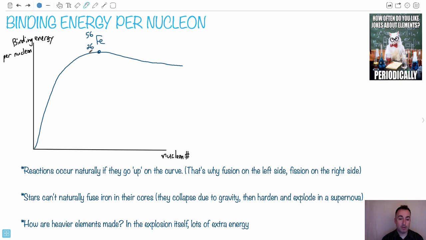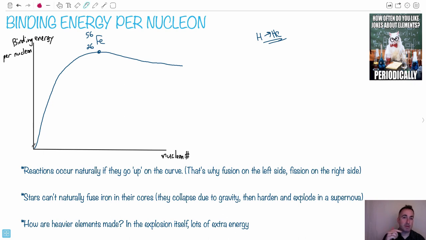So the important thing to know is this: first of all, reactions will occur naturally, which means in a star. Remember I said inside a star, for example, you've got hydrogen turning into helium. That's a natural process. But they'll happen naturally only if they go up in the curve. They have to go up in binding energy per nucleon. So look carefully here. If I'm looking at something like hydrogen here, and I want to go up on the curve, do you notice that means I have to go right?